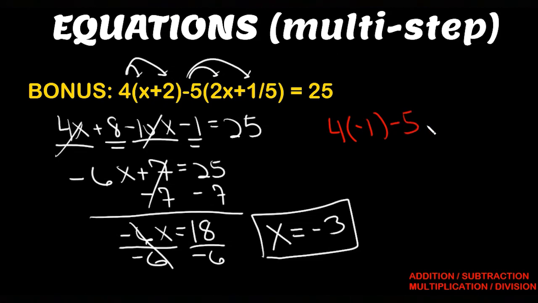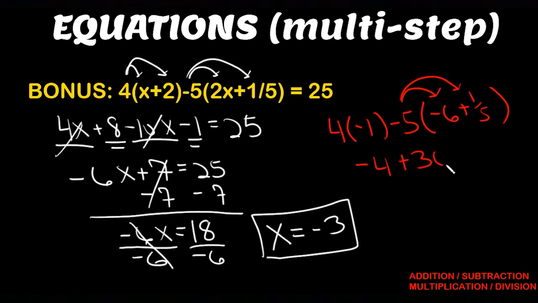And then minus 5 times. Now 2 times a negative 3 will give me negative 6, right? So you end up with negative 6 plus 1/5. So from here, we're going to do 4 times the negative 1, we get negative 4. And then don't freak out about this fraction here, because what we're going to end up doing is distribute this negative 5 to both the negative 6 and the 1/5 there. So negative 5 times negative 6 will give you positive 30, so plus 30. And then negative 5 times a 1/5 will give you negative 1, right? The 5s cancel, and I'm still left with that negative though, so negative 1.